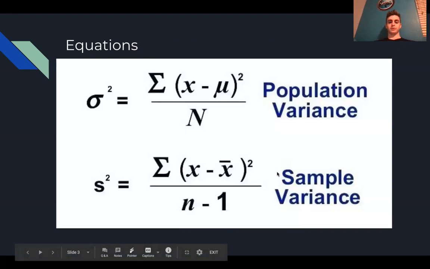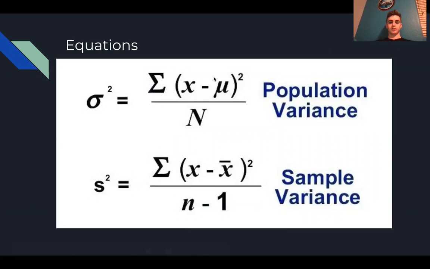So here are the two equations for population variance and sample variance. So first I'll go over the population variance. It is the sum, sigma, of x, which is a data point, minus mu, which is the mean of the population. And then you square that, and then you divide that over the n, which is the total number of what you're looking for in the population.